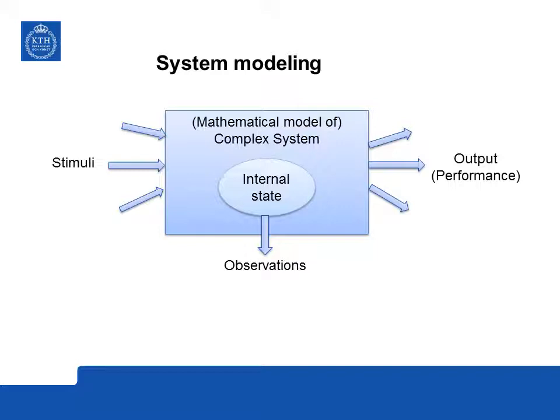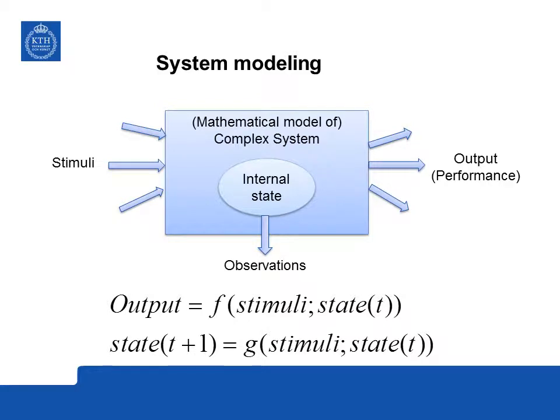And this mathematical model is driven by input data or stimuli from the left-hand side. And it will produce output, and it could be events or performance-related measures. The system model may have an internal state, and we may or may not observe the state. The output is a function of the stimuli and the state, and this function f is determined by the system. And also the state progression is a function of the stimuli and the previous states.